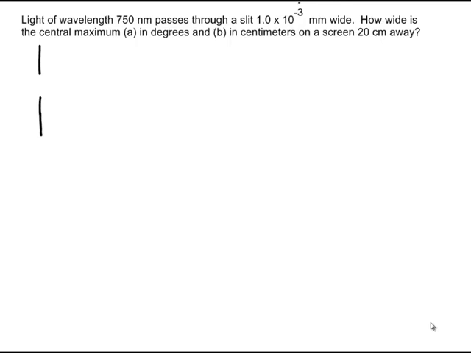Here's my slit, and out here is my screen. Okay, we're going to have a central maximum followed by some fringes. And we want to know the width of the central maximum. So in terms of an angle, I'm talking about something like this. So this would be the angle I'm talking about. And as far as the width, that would literally be a distance from here to here.